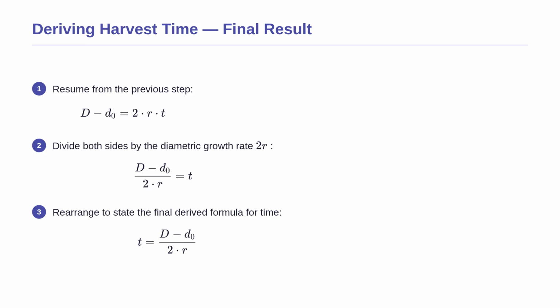Continuing from our previous step, we have the total required nacre thickness equal to 2 times the radial growth rate times time. To completely isolate the time variable, we must divide both sides of the equation by 2 times R, which is the annual diametric growth rate. This yields the fraction D minus D naught, all divided by 2R, equals t. Flipping the equation around for clarity, we arrive at our final derived formula. t equals the total required nacre thickness divided by the diametric growth rate.